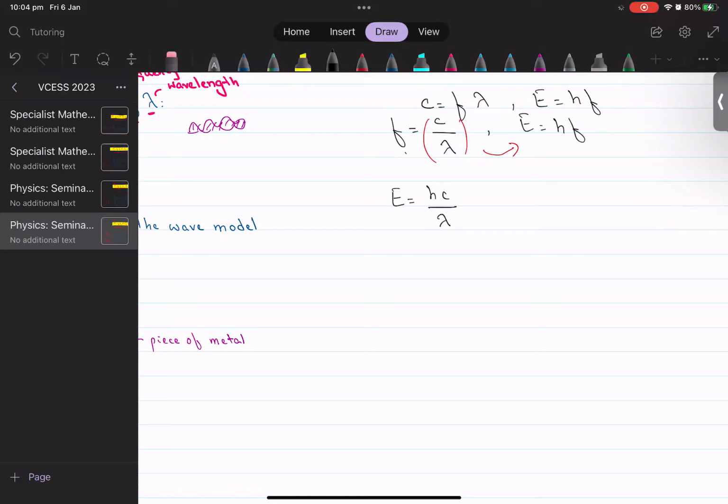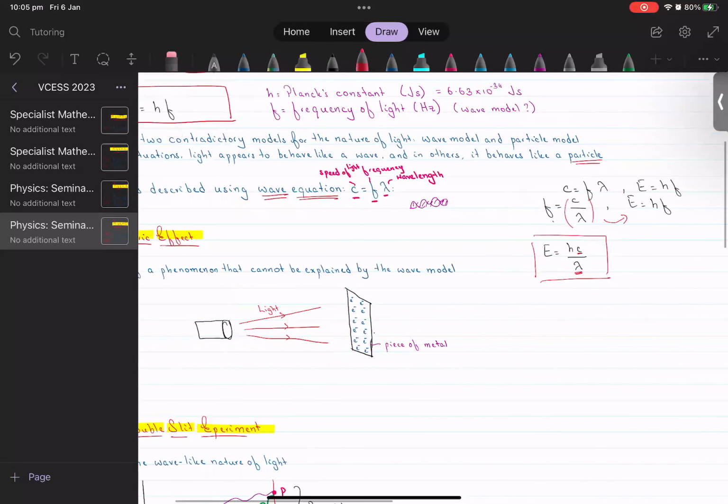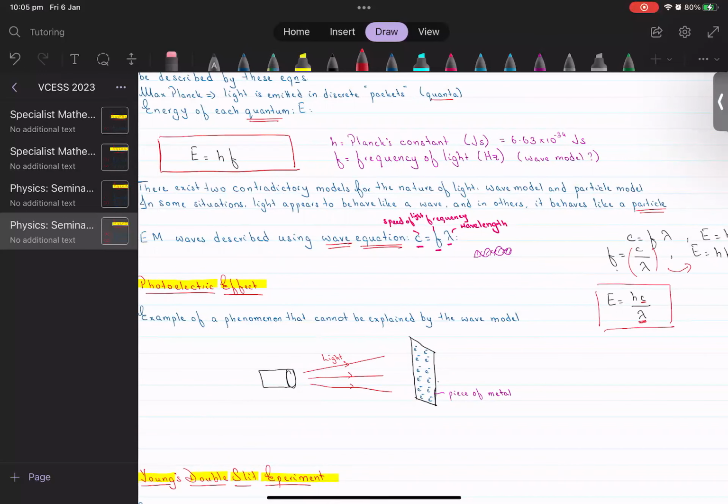This is another equivalent expression for the energy of each quantum, the energy of each discrete packet of light. It's just written in terms of the speed of light and its wavelength. So those two expressions in the red box are equivalent. They're just written differently. Okay, so that's the basic motivation behind why we think of light as existing in two different models, the wave and the particle model.